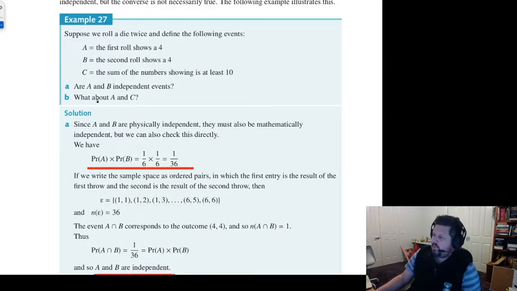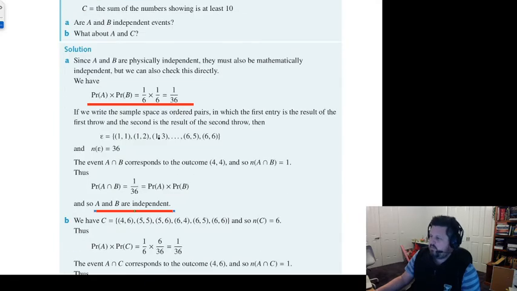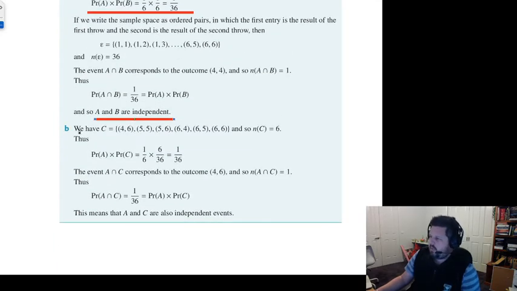Next one says, what about A and C? It's really saying, is A and C independent? So again, C has to add together to show at least 10. So here are the ordered pairs of the combinations that you could get 10 or above: 4 and 6, 5 and 5, and so forth.